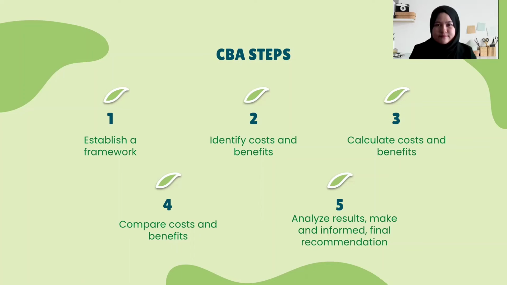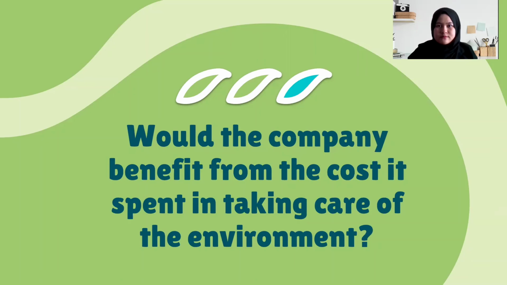Thank you. My name is SALSABILLA and I'm going to present cost-benefit analysis or CBA steps. First, establish a framework to outline the parameters of analysis. Identify costs and benefits so they can be categorized by type and intent. Calculate costs and benefits across the assumed life of a project or initiative. Compare costs and benefits using aggregate information, and lastly, analyze results and make an informed final recommendation.